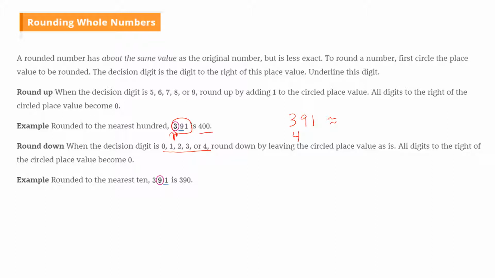So 391 rounded to the nearest 10. So I go to the tens value. I look immediately to the right. There's a 1 there. So since it is 4 or less, then I just leave the 9 the same and then place my 0.